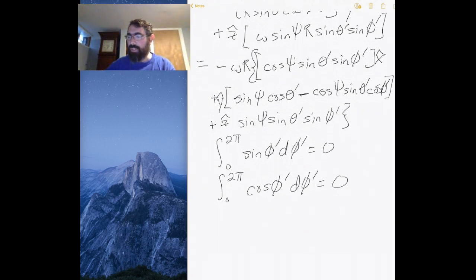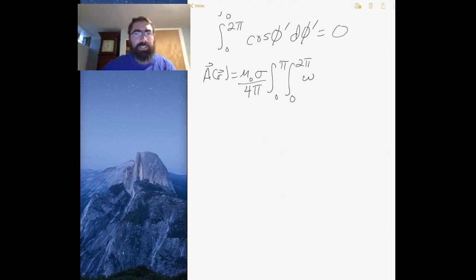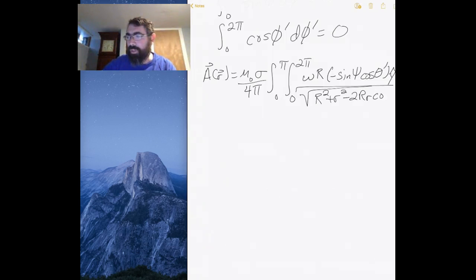So now we can write out this potential A as mu 0, the charge density, divided by 4 pi, integrating 0 to pi in theta prime, 0 to 2 pi in phi prime, and we would have omega times r minus sine psi cosine theta prime in the y direction divided by the square root of capital R squared plus lower r squared minus 2 capital R lower r cosine theta prime, and then integrating over r squared sine theta prime d theta prime d phi prime. Okay, so that's the integral then we have to solve.